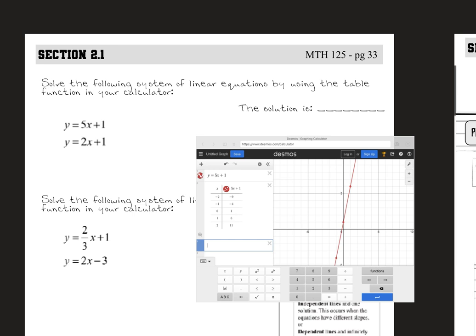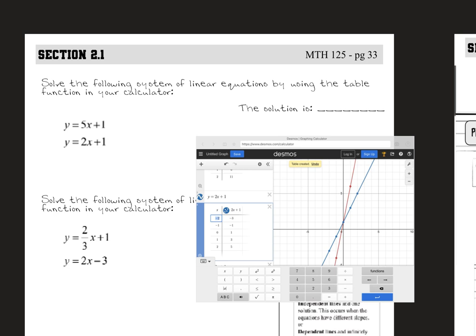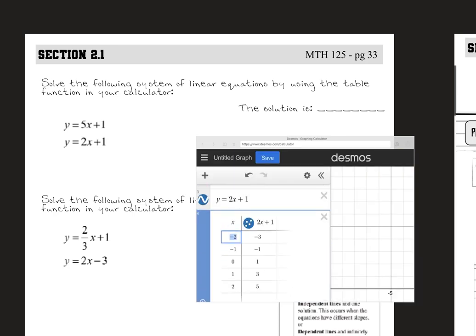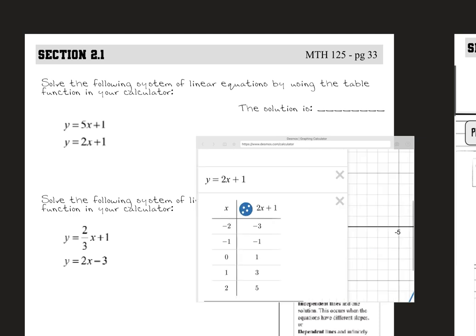Then we're going to put the next one down here, which is y equals 2x plus 1. We're just going to see if we can find a situation where a certain input yields the same output. I have to zoom in a bit to see that 0 will make a 1 at the top, and 0 will make a 1 underneath.